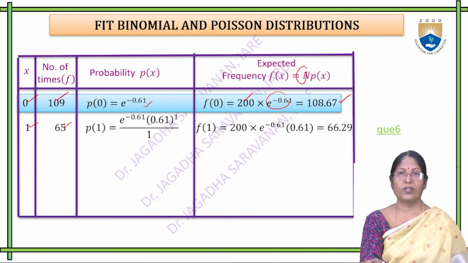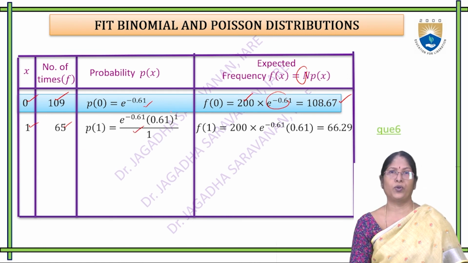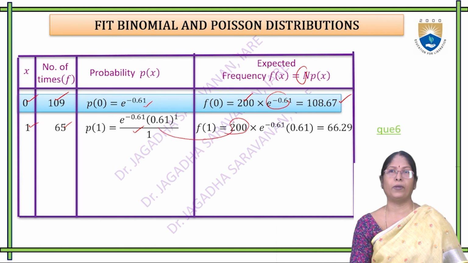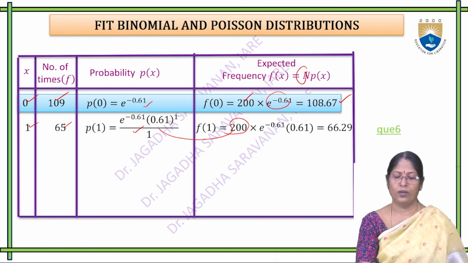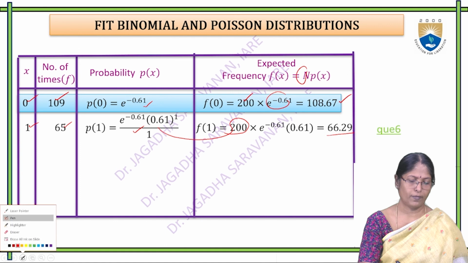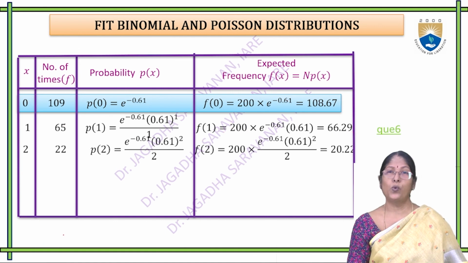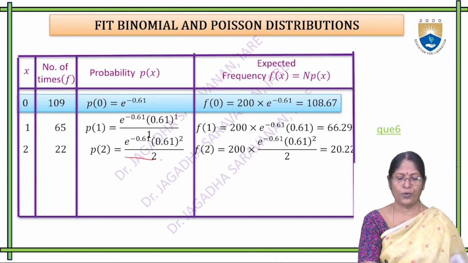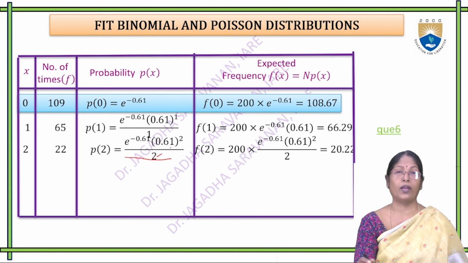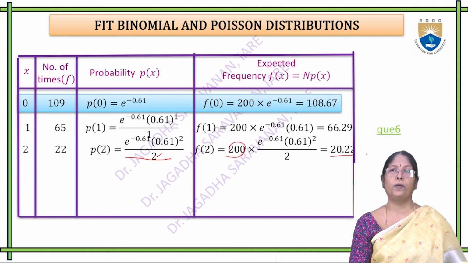The next data is when x equal to 1, then the frequency is 65. We obtained it in the previous slide that we discussed. The probability of x equal to 1 is this value, which is multiplied by capital N, that is summation f. We obtained f of 1, that is 66.29. Similarly, for 2 and 22, that is P of 2, this is the value e power minus 0.61 into 0.61, the whole square divided by 2, which is multiplied by 200. We obtain 20.22.